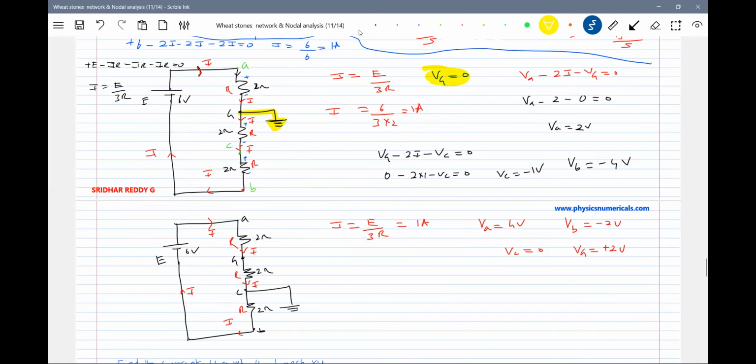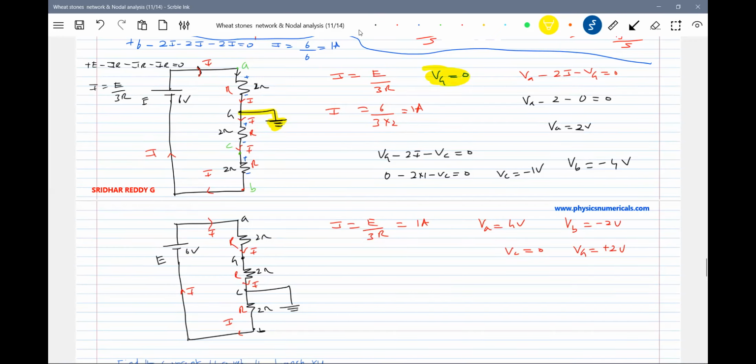By earthing a point in a circuit, we can define absolute potential. That's a major idea.